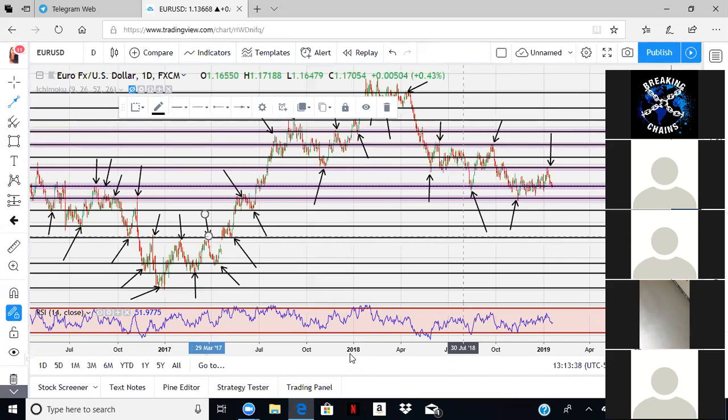Do you not get confused with lots of resistance and support levels? No. I know it looks like a lot right now, but once we zoom in, it's not gonna look like a lot. So hopefully that makes sense. I'll show you guys right now.